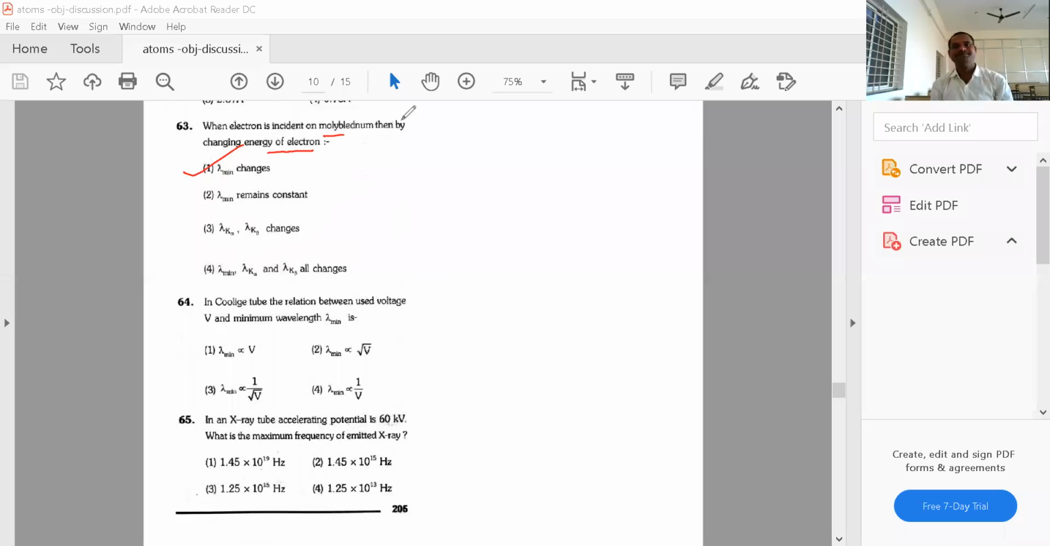Remember. Clear? Next, question number 64. In a Coolidge tube, what is the relation between the applied voltage V and the minimum wavelength lambda? Just now I gave that lambda minimum is equal to hc by eV. What is the relation between these two? h is constant, c is constant, electron charge e is constant. So lambda minimum is inversely proportional to potential V. Yes, this is the relation. Option 4 is the right answer. Got it, students?